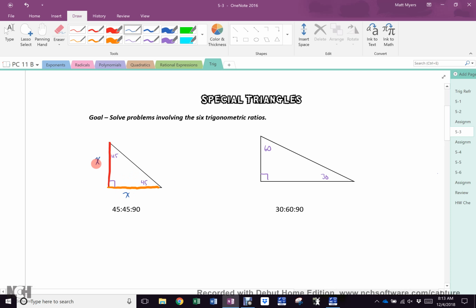Now, do we know anything about the hypotenuse now? Yes, the hypotenuse is the square root of what? X squared plus X squared, which is what? Oh no, 2x squared. Agreed? Yes? Okay. Now what do we know about that symbol?